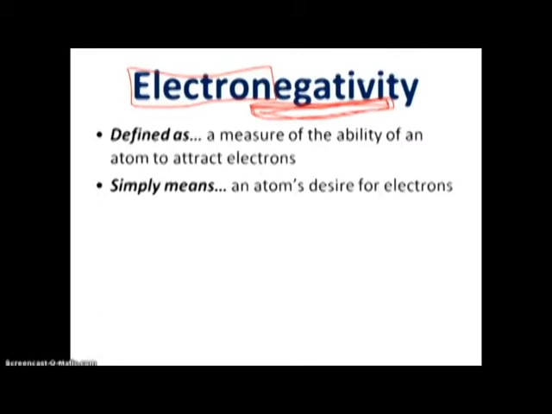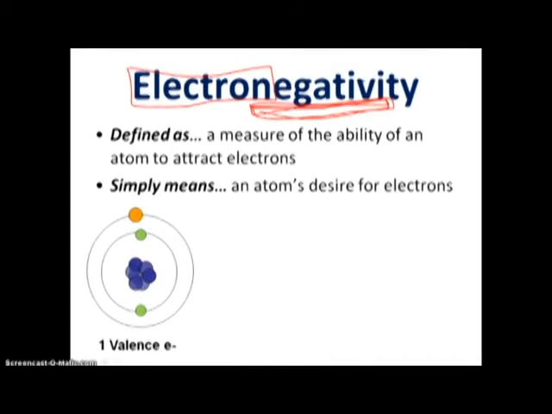Just like people, some people can attract more people to them. Maybe they're friendlier, they're more outgoing, I don't know, better looking, anything that might attract more people to them. They would have a stronger attraction to these electrons, these atoms. So it's a measure of how attracted these electrons are to these atoms, or how much these atoms desire these additional electrons.